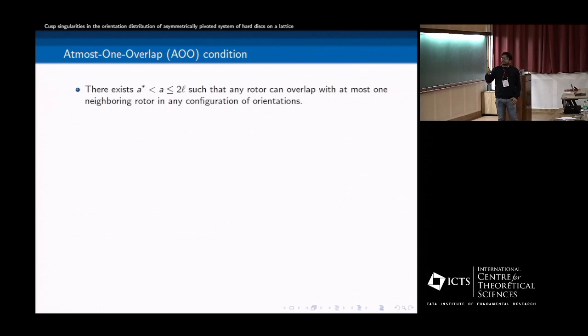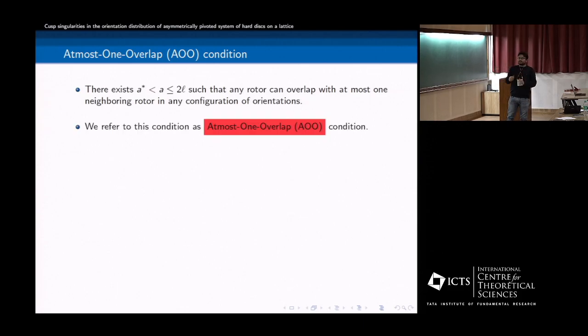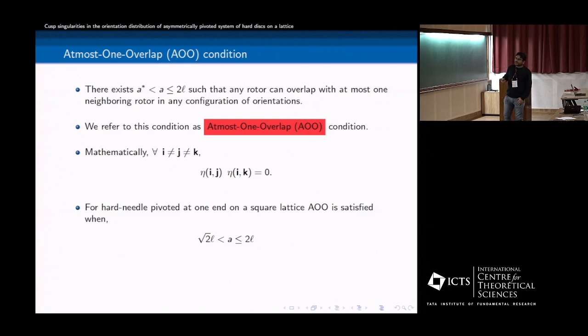So let us discuss this at-most-one-overlap condition. What is it? There can exist some regime of, for example, the lattice constant where a needle can interact with only one neighbor. Mathematically, for example, you take three distinct sites i, j, k, and this product is 0. So this overlap function is always 0, and it simplifies the partition function enormously. For this hard needle pivoted model, the regime is here. For other models, you can find it using simple geometrical arguments.